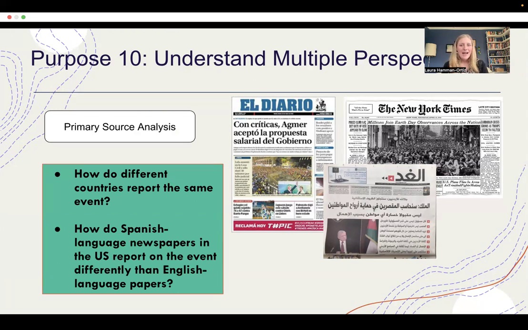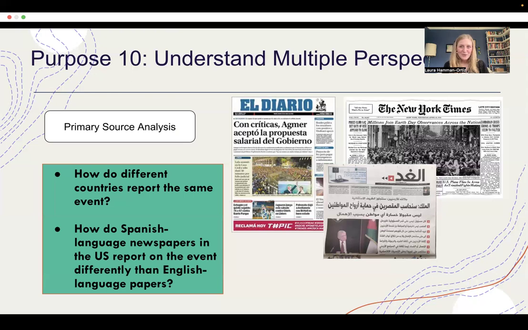And you can think about how different countries report on the same event, right? Or you might look specifically, if you're in a Spanish-English setting, at how Spanish language newspapers in the US report on the event differently than English language papers. And you might see differences in how an event is talked about. So again, this is a great way for students to have a critical lens on a topic and also to start to understand multiple perspectives on an issue as they're drawing from the languages that are part of their own repertoire or perhaps broader than their repertoire to make meaning.